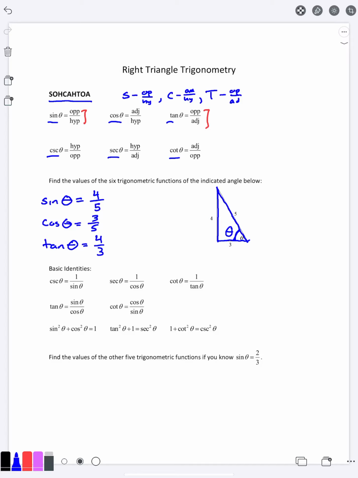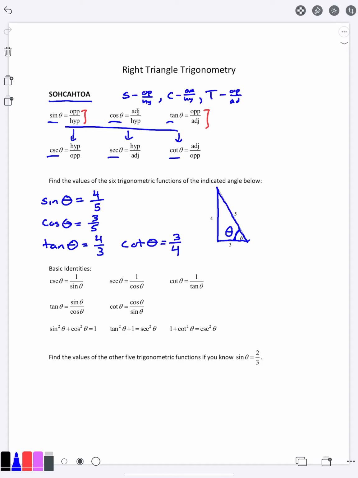Now you might be wondering, how am I going to get the other 3? There's no second SOHCAHTOA to help you remember that. But you have to remember that 3 of them are what you need from the triangle, and the other 3 are going to be the reciprocals. So for example, the cotangent is going to be the reciprocal of the tangent. So instead of 4/3, it's 3/4.